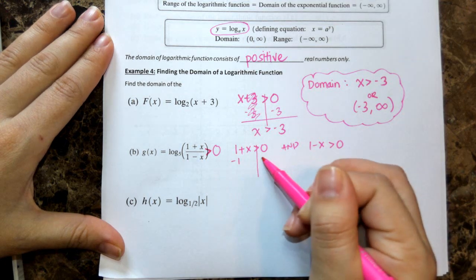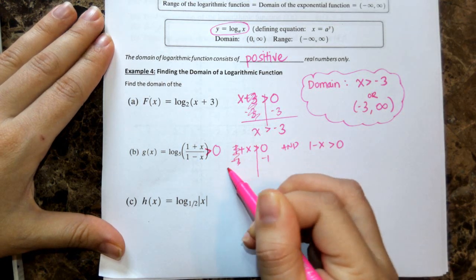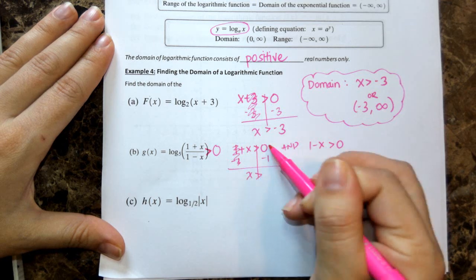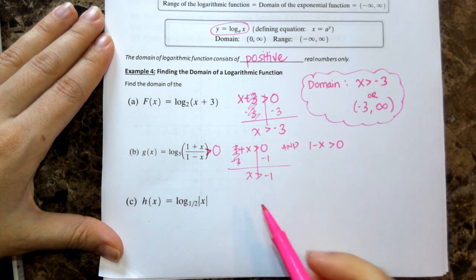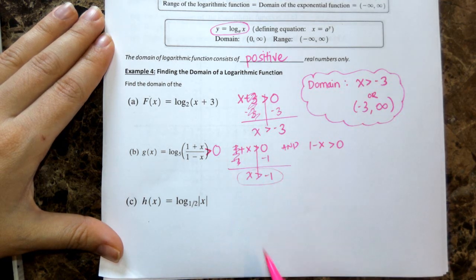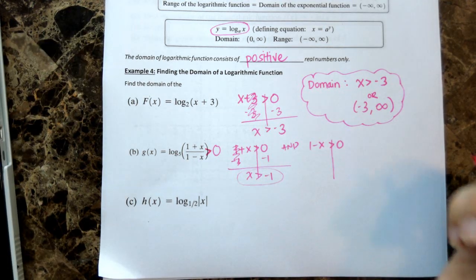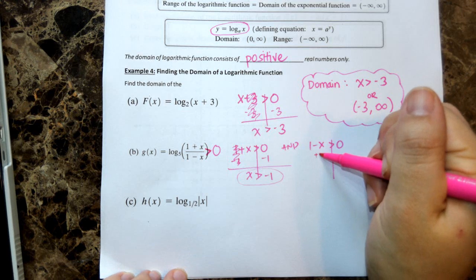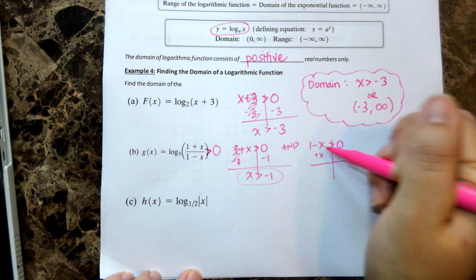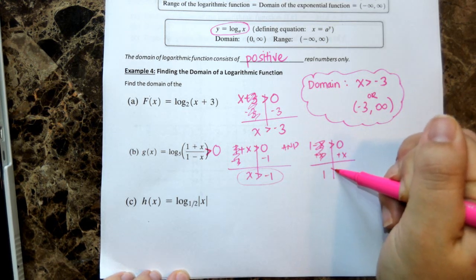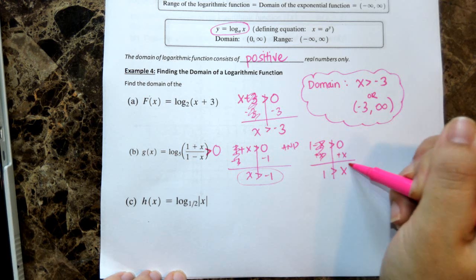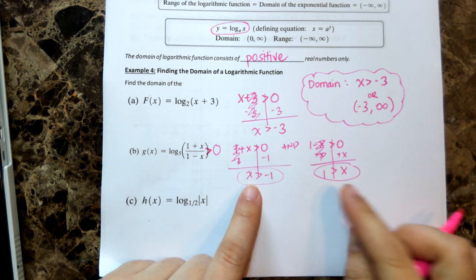I'm going to subtract 1 from each side so I can get x by itself. And x is greater than 0 minus 1, which is negative 1. There's part of the answer. And the second part, I would have to solve for x on this other inequality as well. I'd probably just add x to both sides. And 1 is greater than 0 plus x, which is x. So we have 2 inequalities.